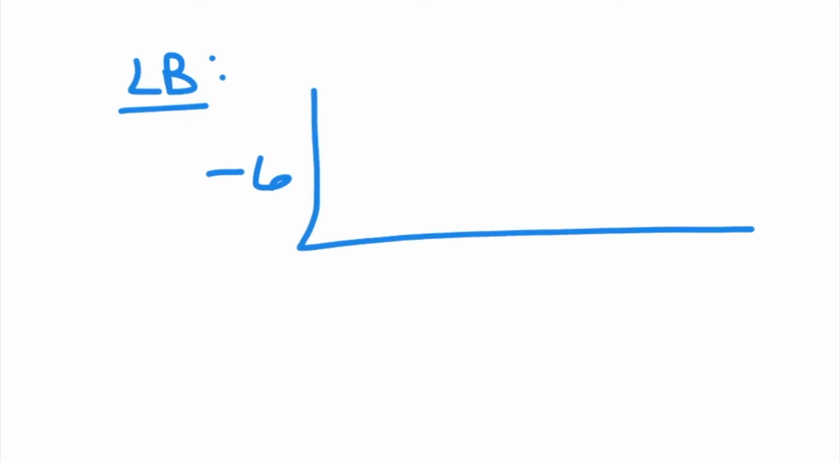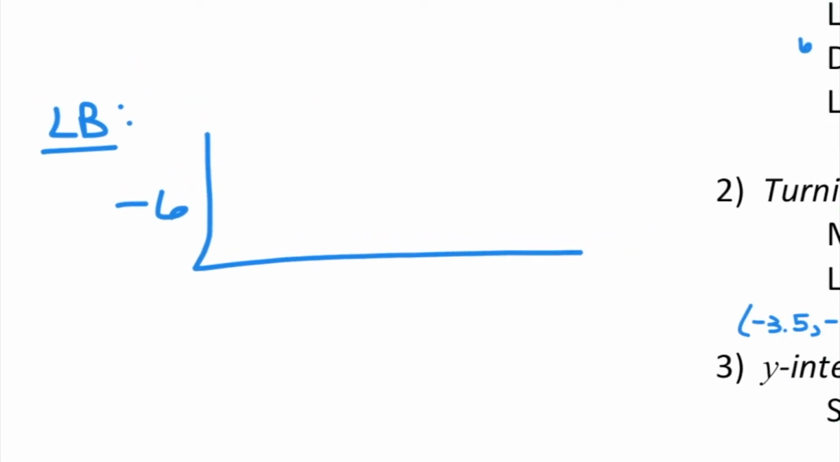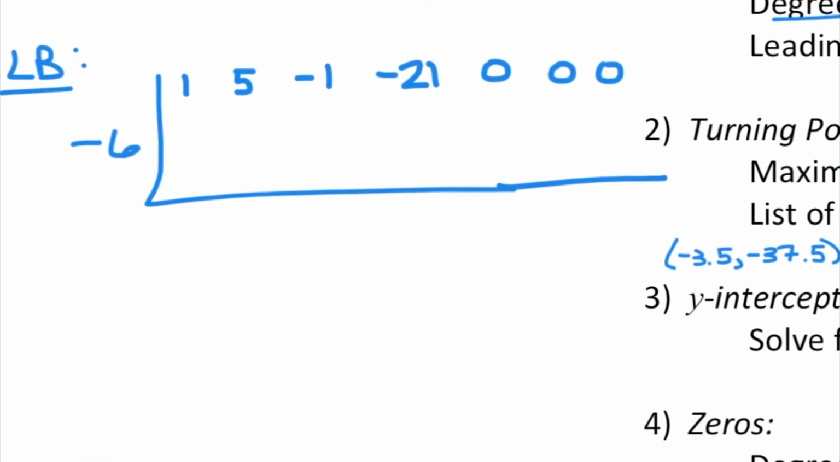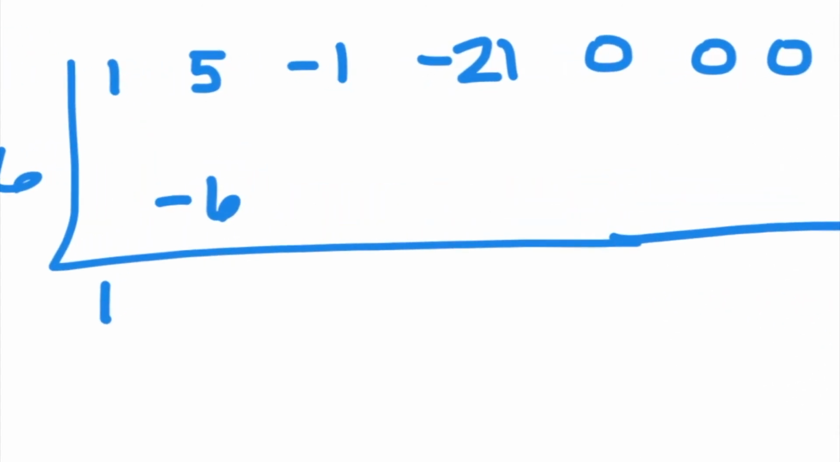You've got to put those 3 zeros at the end because you don't have an x squared term, an x term, or a number term. So when I test for my lower bound, I'm going to divide by that negative 6, and my coefficients are 1, 5, negative 1, negative 21, and then 0, 0, 0, and I'm totally going to run out of space here. Bring down the 1 times negative 6, negative 6. Zoom in so I lose less space. Negative 1 times negative 6 is positive 6. Negative 1 plus 6 is 5.